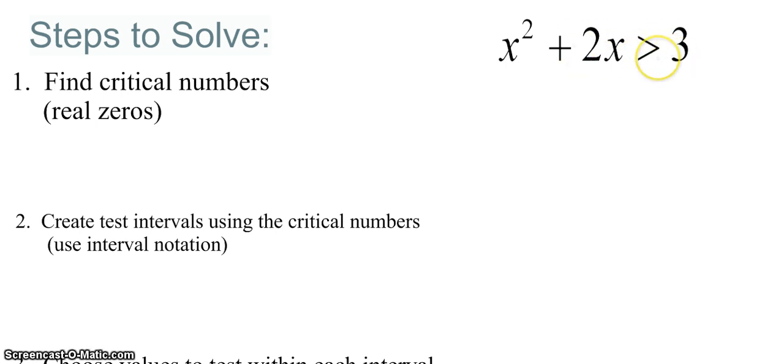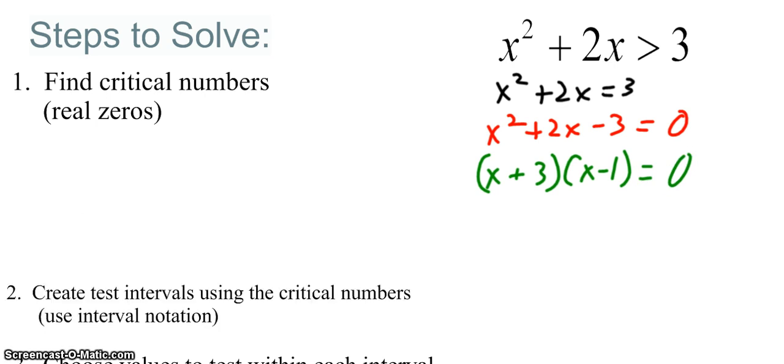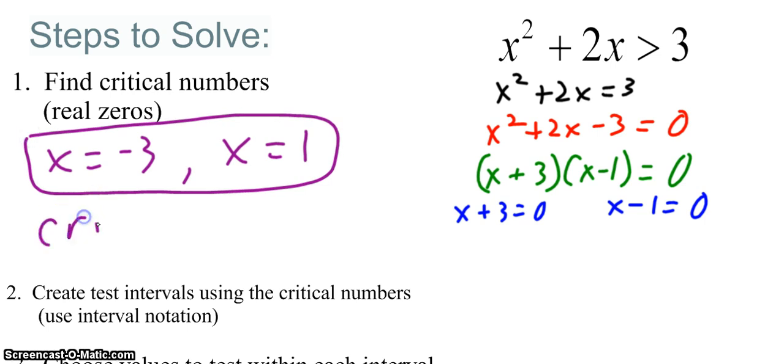So this is an inequality, but I'm going to treat it as if it was just x squared plus 2x equals 3. And I'm going to solve this equation. That is going to give me what I call my critical numbers. So x squared plus 2x minus 3 equals 0. x plus 3, x minus 1 equals 0. x plus 3 equals 0, x minus 1 equals 0, so I end up with x equals negative 3 and x equals 1. Those are my critical numbers.